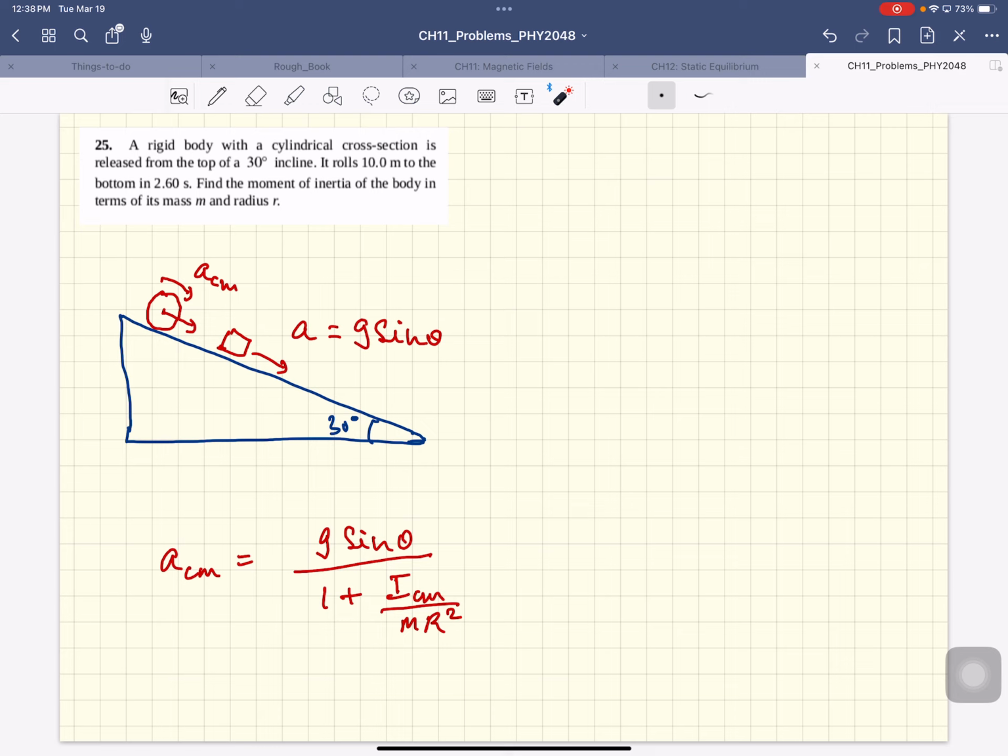You guys understand? Can you say that again? Okay. The larger this denominator, the lower the acceleration, and the longer it takes to get down. Got it. All right.